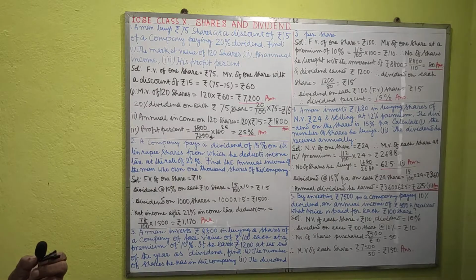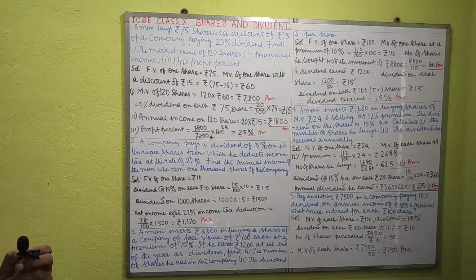And dividend, he earned rupees 1200. Therefore, dividend on each share equal to total dividend by number of shares, that is rupees 15. And dividend on each rupees 100 share, 100 rupees being the face value, equal to 15. Therefore, dividend percent equal to 15%. This is the answer.